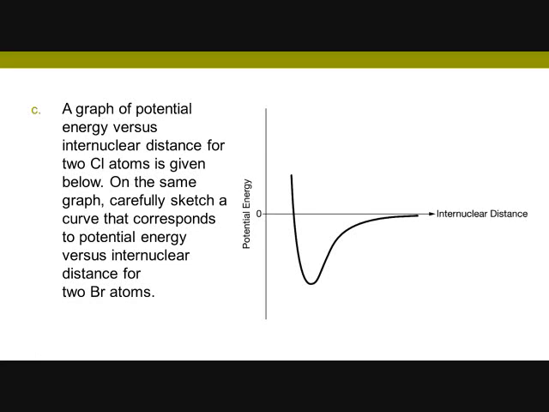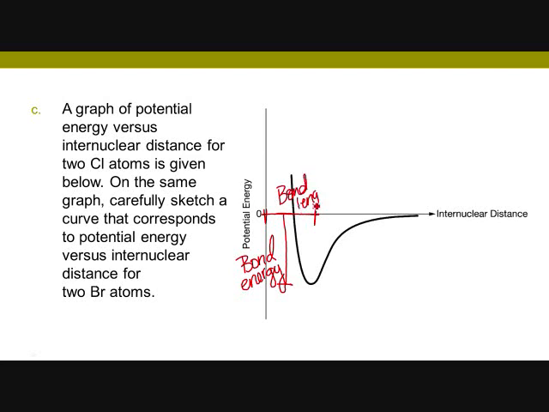All right, last one. A graph of potential energy versus internuclear distance for 2 chlorine atoms is given. On the same graph, carefully sketch a curve that corresponds to the potential energy versus internuclear distance for 2 bromine atoms. Well, we know that this dip here is the amount for the bond energy, and we know that the distance here is the bond length.